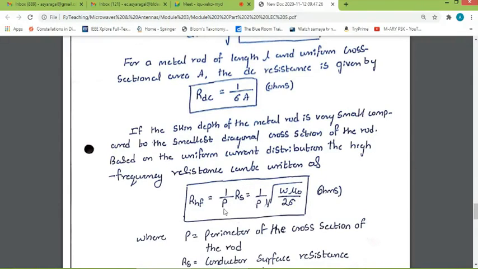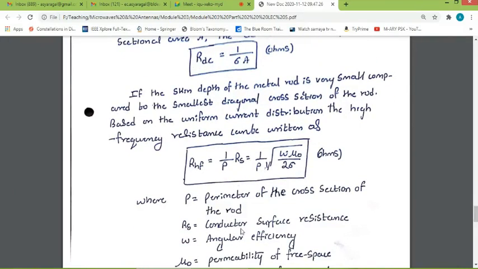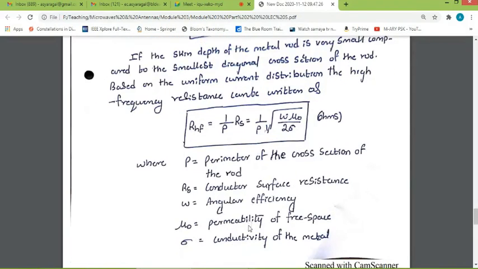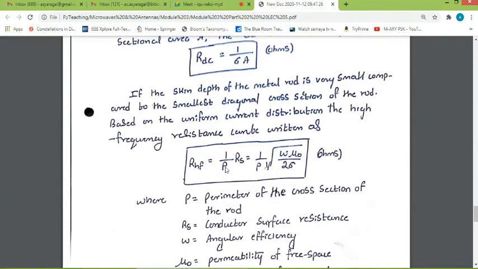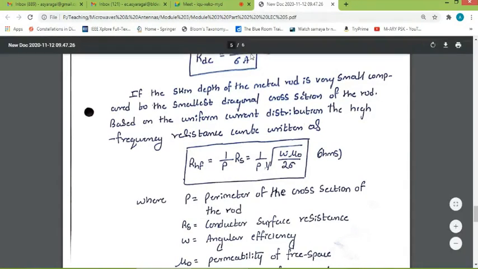P is the perimeter of the cross section of the rod, and RS is the conductor surface resistance. Omega is the angular frequency. Mu naught is the permeability of free space, and sigma is the conductivity of the metal. So the resistance offered at high frequency is 1 divided by P into RS.